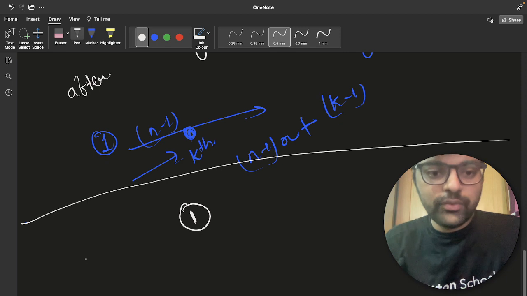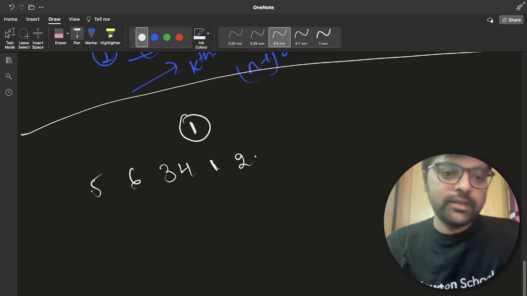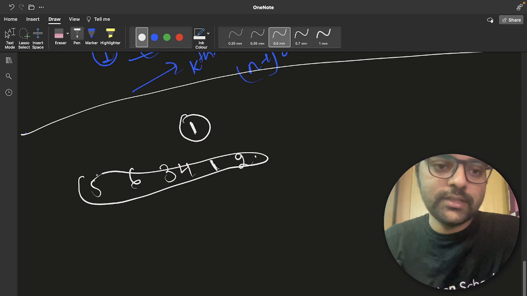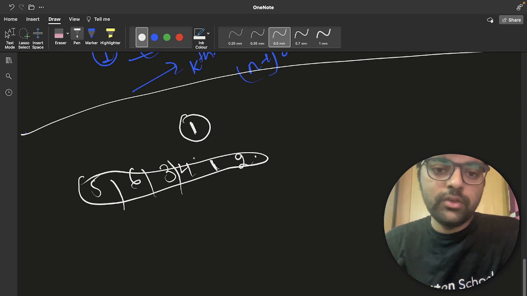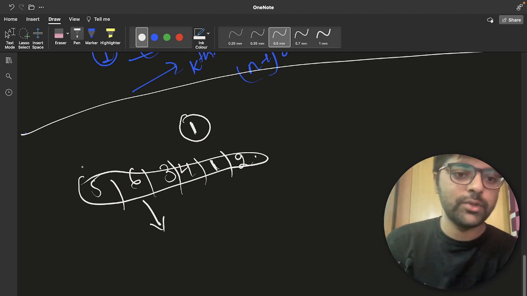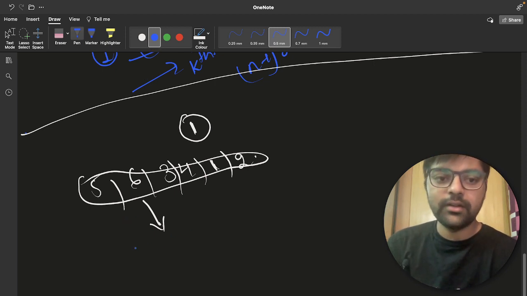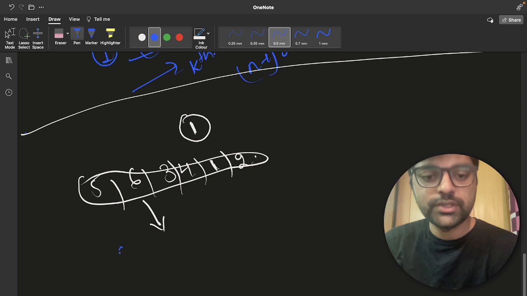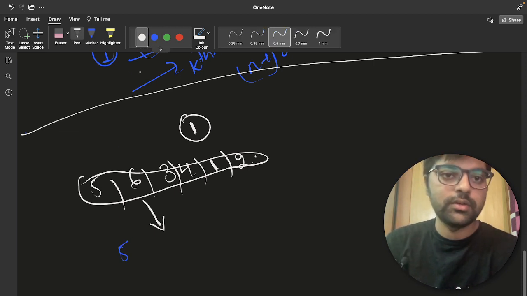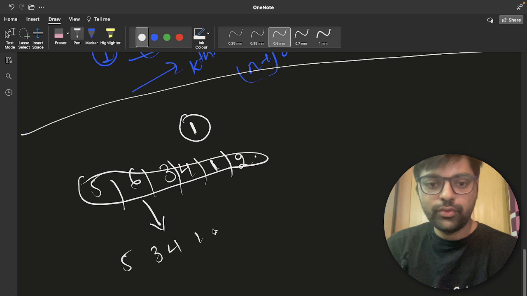Let's say we start with 5 6 3 4 1 and 2. Let's say we start with this array. The initial array will be given. You will have to maintain the index as well to get the solution, but right now I'm talking about position. So which two will have the first fight? 5 and 6, right? Who wins between 5 and 6? 6 will win. 6 will be the winner and 5 will be the loser. So our array will become 5 3 4 1 2 and 6.